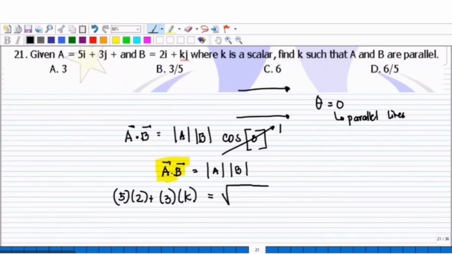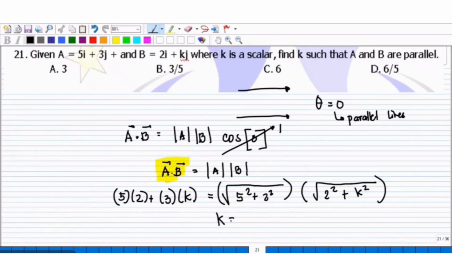Okay, so simple lang rin yan. So this is the square root of 5 squared plus 2 squared. So that's your magnitude ng A multiplied by magnitude ng B. So this is 2 squared plus k squared. Okay, so konting ano lang po ito lang. Okay, konting manipulation lang or konting shift solve, makukuha na natin yung ating k.